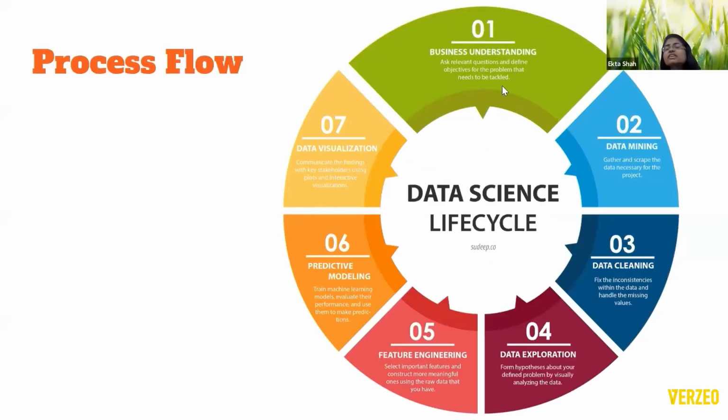Now let's look at the next step, that is our data science life cycle. Starting clockwise, this is how we'll progress, from your business understanding to your data visualization. The first step usually involved in the data science life cycle is business understanding, because you need to ask relevant questions and define your objectives for the problem very clearly, whatever problem you're trying to develop a system for.